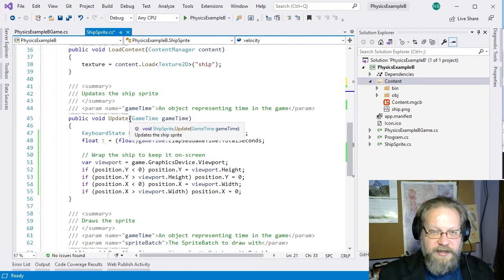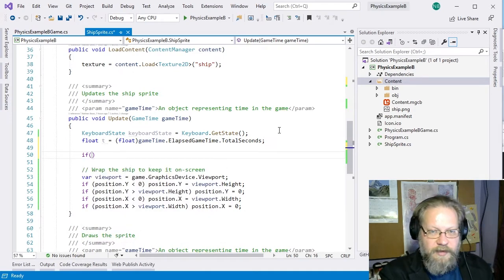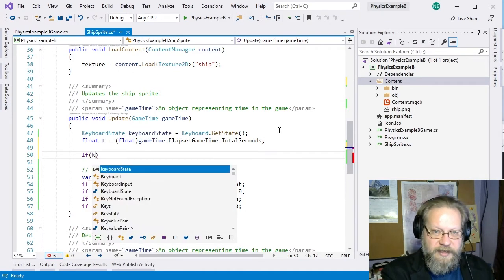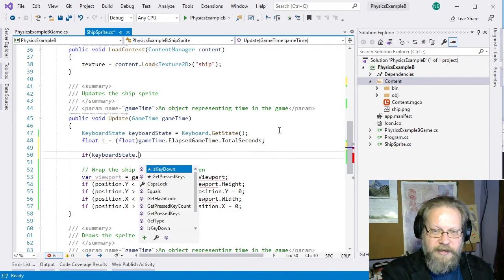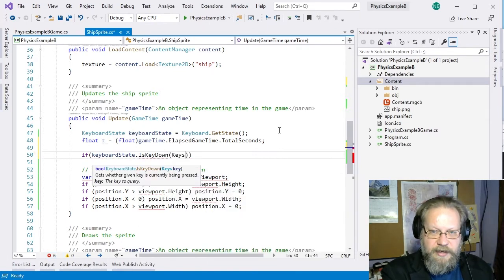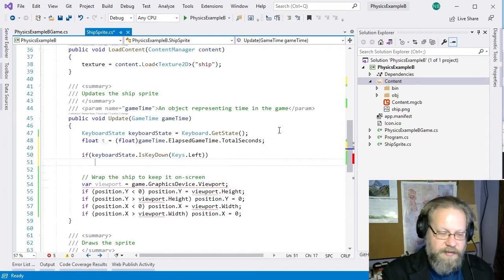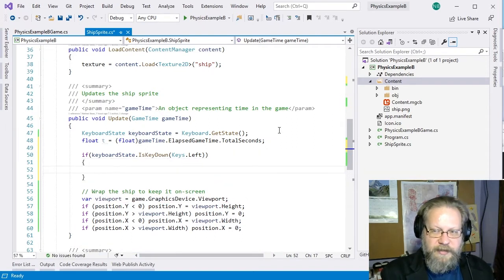So if we come down into our update method, we can determine if we are accelerating, if those rockets are firing. I'm going to map these to the left and right keys. So if the left key is down, we're going to assume we're firing the left rocket, and if we're firing the left rocket, we're going to apply an acceleration.